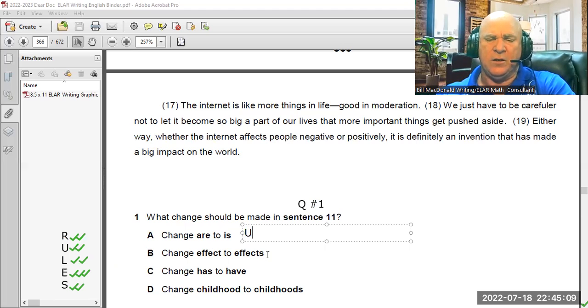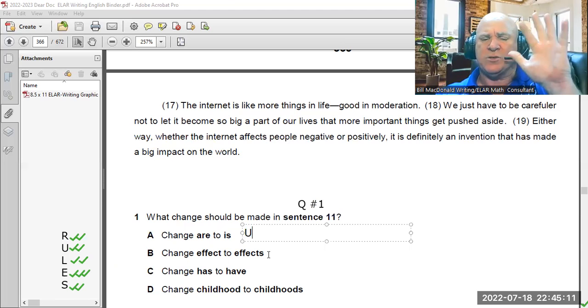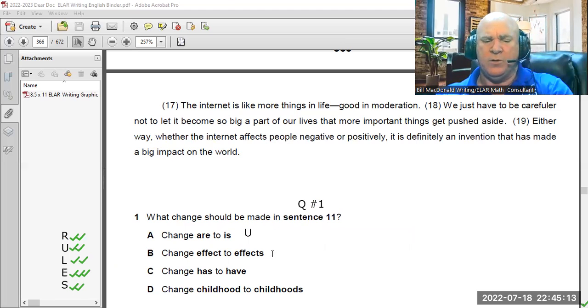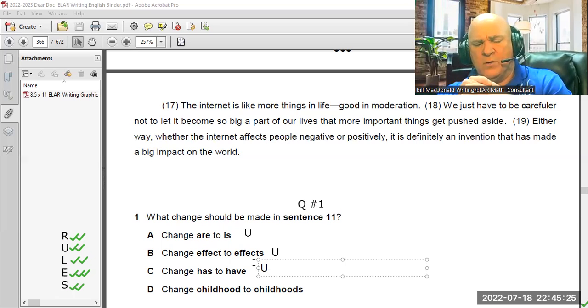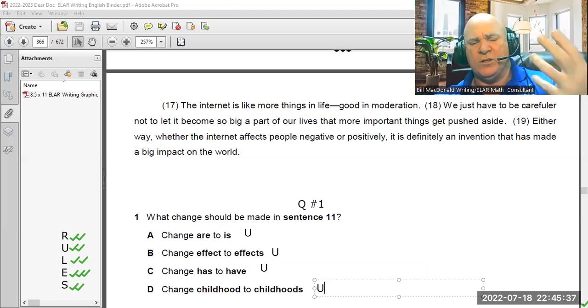Effect singular to effects plural. That would be usage. Change has to have. That would be usage because they're both correct. Change childhood to childhoods. There are many childhoods that have been disrupted. So it sounds like it could be used. So again, we're gonna have to decide which one has the wrong usage. It's being used incorrectly, which has the wrong subject verb agreement.